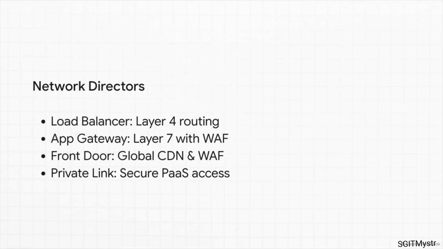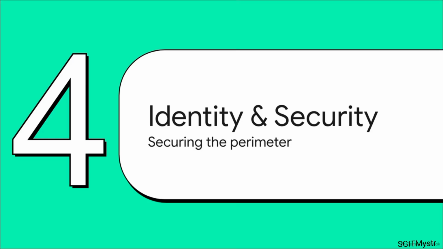Once that private network is all set up, Azure provides specific traffic directors depending on exactly what you need. A standard load balancer is going to handle your basic Layer 4 network routing. But if you need smarter web traffic routing with a built-in firewall, you step up to the Layer 7 application gateway. For massive global applications, Azure Front Door acts as a worldwide CDN and firewall combined into one. And finally, Private Link allows your virtual network to securely access PaaS services without that data ever traversing the public internet.